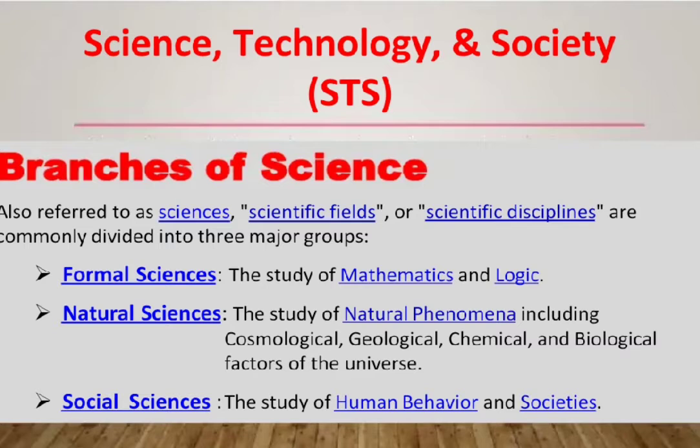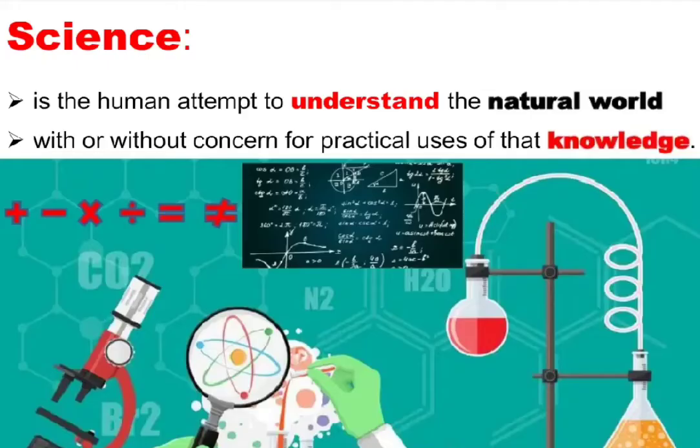The branches of science, also referred to as scientific fields or scientific disciplines, are commonly divided into three major groups. The first is formal science, the study of mathematics and logic. Second is natural science, the study of natural phenomena, including cosmological, geological, chemical, and biological factors of the universe. And third, social sciences, the study of human behavior and societies.